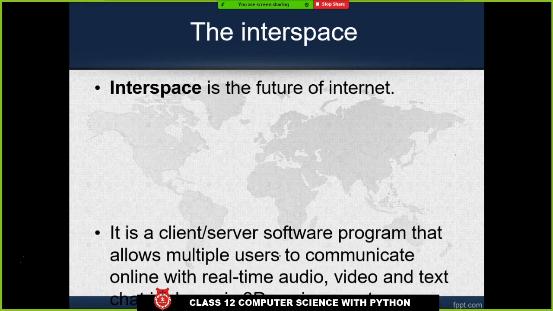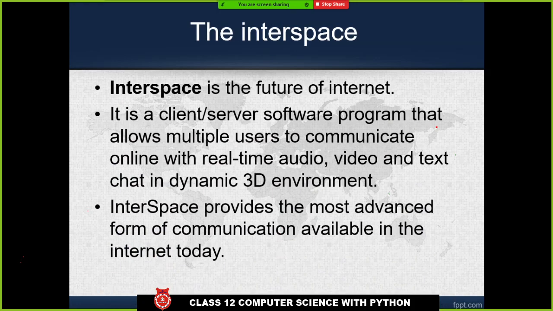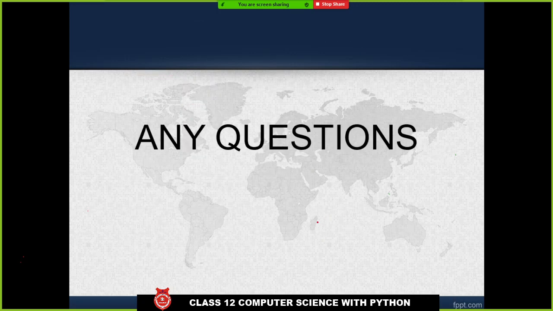All right, so when we say interspace, it is the future of the internet, and it is a client server program which allows communication online in real time. I think we are currently in the interspace because we can communicate in real time. This is regarded as the most advanced form, interspace. I think the reality has come now.